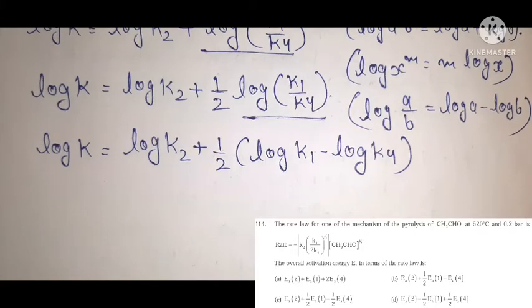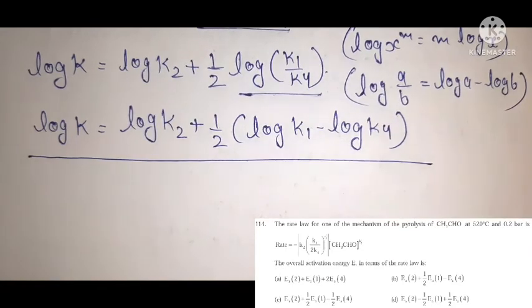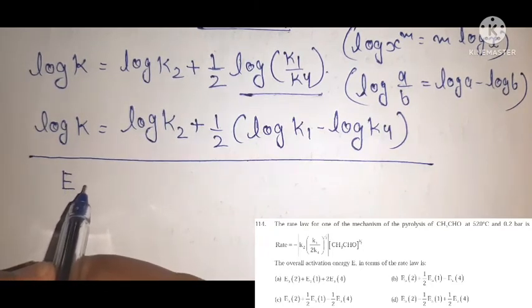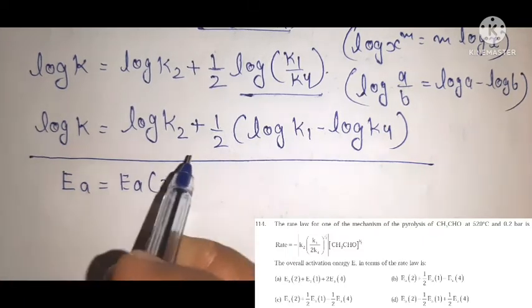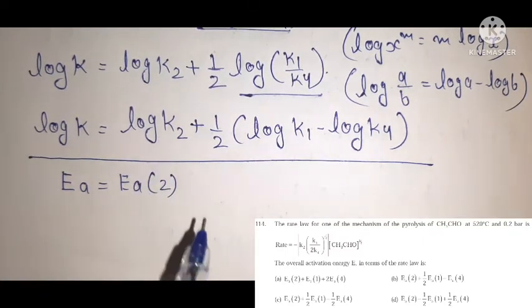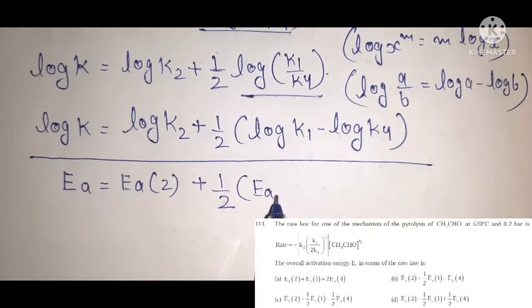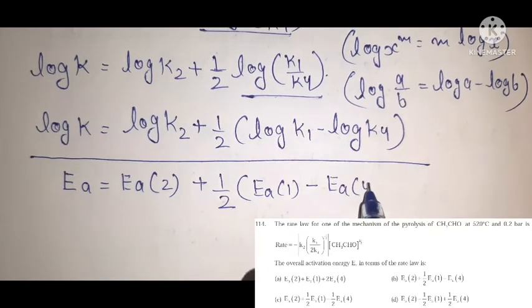Okay, now how can we write this equation in terms of energy? In terms of energy, it can be rewritten as EA is equal to the energy of activation related to the second step, that is K2, plus 1 by 2 times the energy of activation related to K1, that is step 1, minus the energy of activation related to step 4, that is K4.